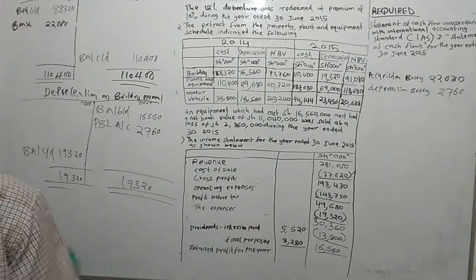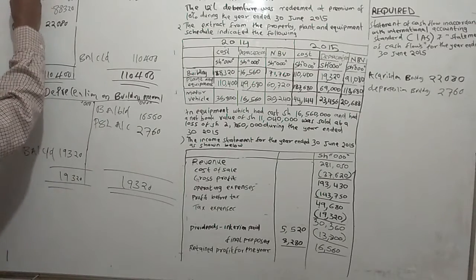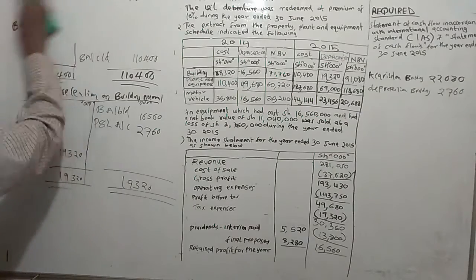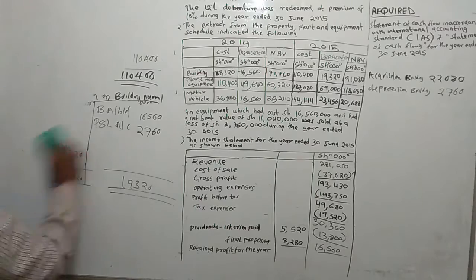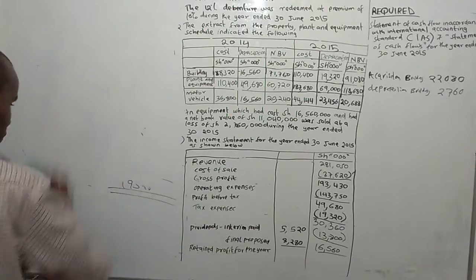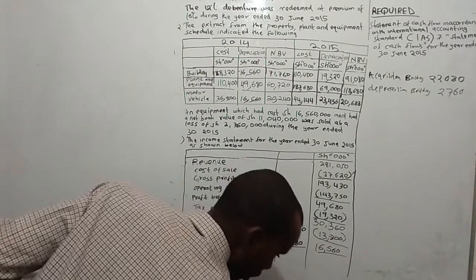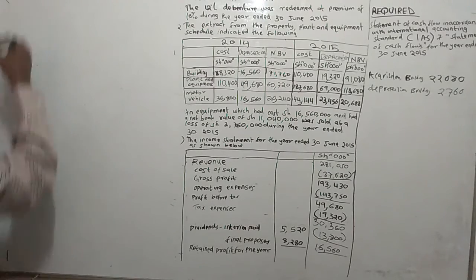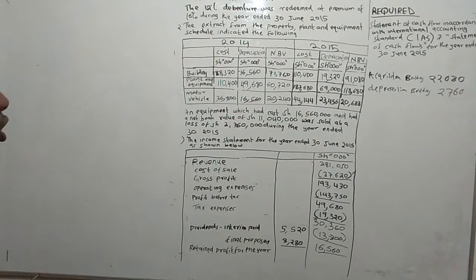So we go to the next asset. That was working one. So we go to working two. We go for the plant and equipment. So let's open the plant and equipment account.